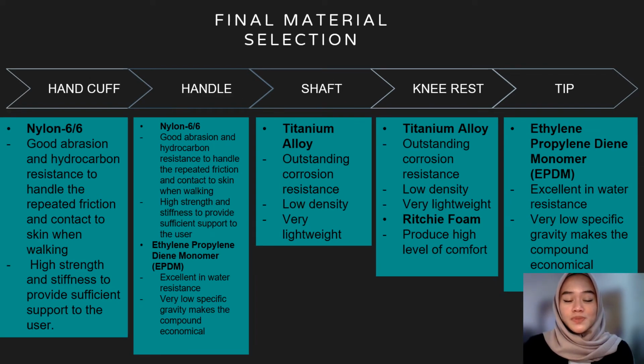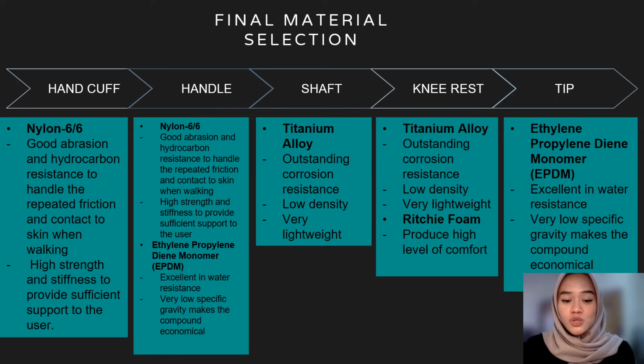Materials and designs to be used in the manufacturing process of the project should be selected to proceed to the next process. There are lots of considerations that need to be done in order to get the best system and also result. The material used for the handcuff is nylon 66 as it has good abrasion and hydrocarbon resistance to handle the repeated friction and contact to skin when walking.